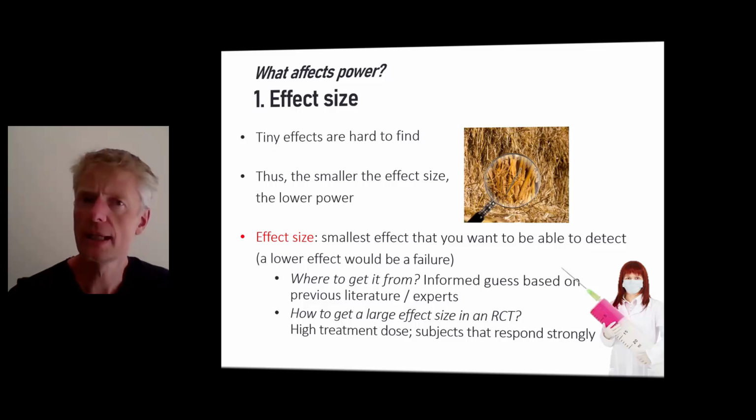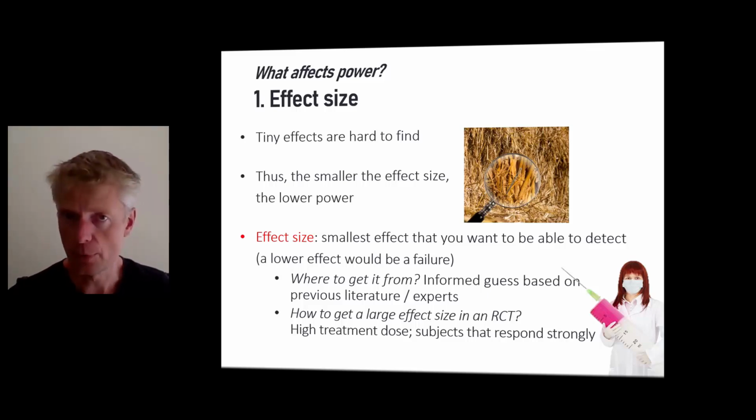So where do you get this effect size from? How do you know whether, for example, the effect size that you want to be able to identify is 1? Well, it can be based on previous literature or from experts in the field. They may be able to tell you what a reasonable minimum effect size is that you want to be able to identify with your study.